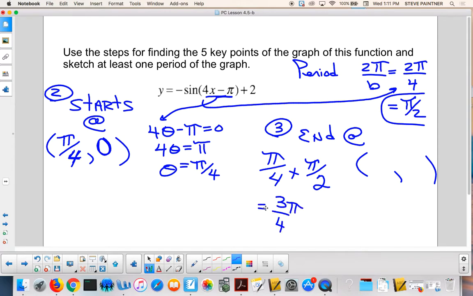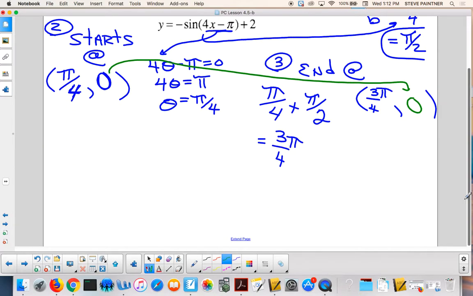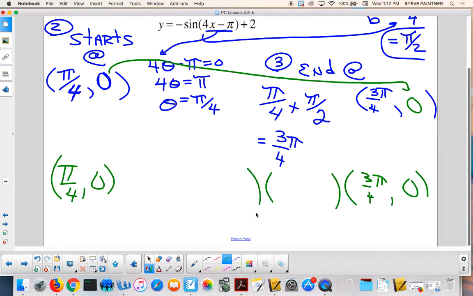So you start where? At 3/4 pi, comma. Same as the starting point, right? This and this is the same thing. 0. Good? All right. Now get those 5 key points. The 5 key points are, hang on, you have to start here. Pi over 4 comma 0. You have to end here. 3/4 pi comma 0. And then you got 1, 2, 3.